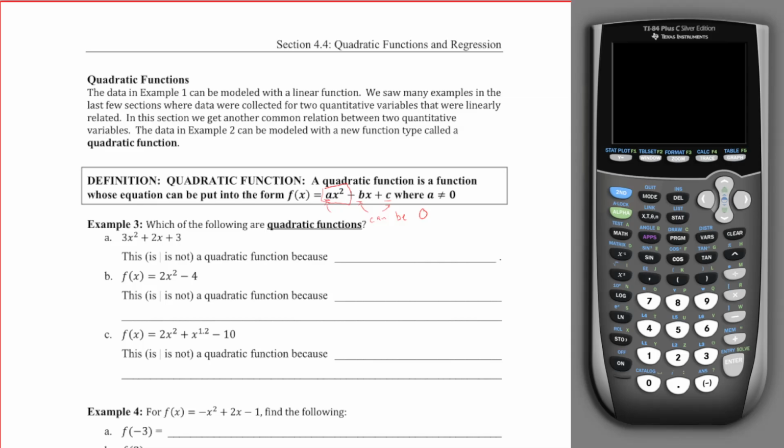This first example, we just have 3x squared plus 2x plus 3. This is quadratic, but it's not a function. Right, it has that ax squared plus bx plus c form, but it's not a function, just an expression. So this is not a quadratic function because it's not a function.